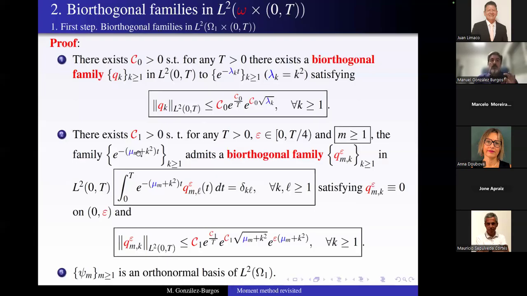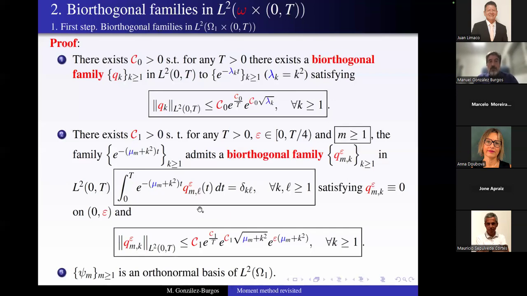Now, we fix the sequence mu_m plus k squared, but m is fixed. Then, in this case, for this new sequence, mu_m plus k squared, this exponential admits also a B-orthogonal family, in the sense that the integral between 0 and t of this exponential times q_{m,k,epsilon} of t is equal to delta_{kl}. m here is fixed. Well, we can prove this, a kind of uniformity property, because here the constant is independent of mu_m.